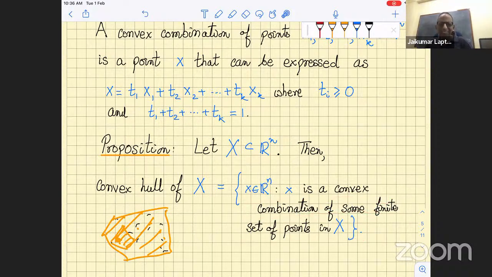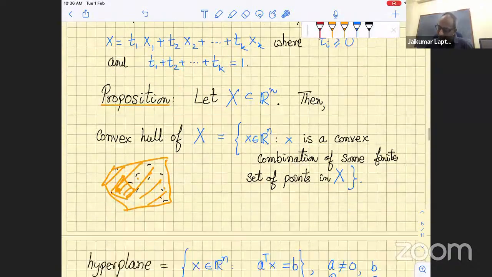And again, how do you prove this? You show that this set is already convex, and that this set is contained in any convex set that contains X. Again, it's not very hard to see. So this is another way of thinking about convex hulls. Okay, good.